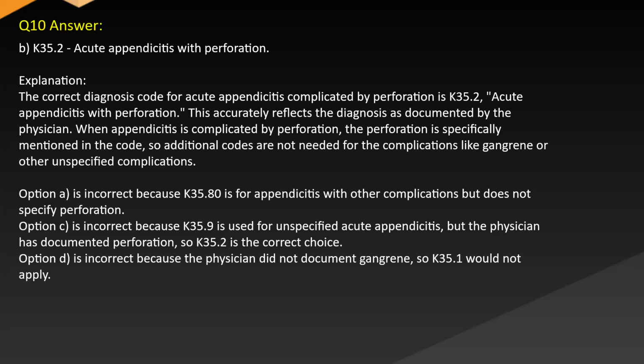Option A is incorrect because K80 is for appendicitis with other complications but does not specify perforation. Option C is incorrect because K35.9 is used for unspecified acute appendicitis, but the physician has documented perforation, so K35.2 is the correct choice. Option D is incorrect because the physician did not document gangrene, so K35.1 would not apply.